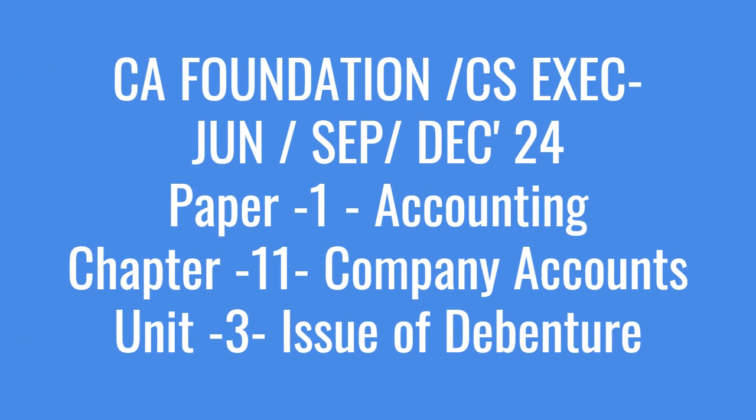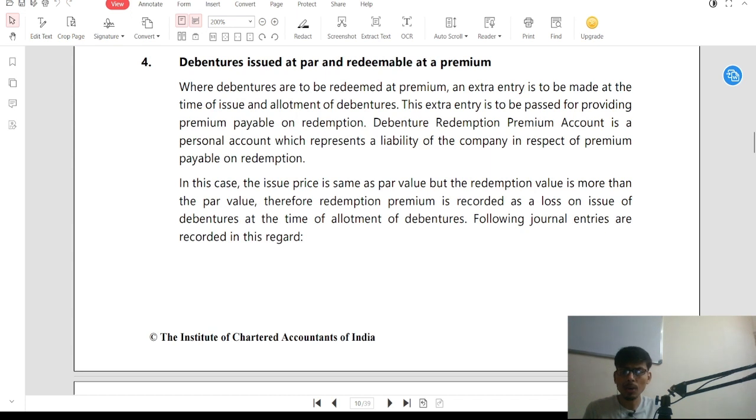Okay guys, see, the fourth topic is related to the accounting treatment of the issue of debenture issued at par and redeemable at a premium. It means that I have issued a debenture at par and I am going to redeem them at a premium. So what will be the consequence with respect to this?